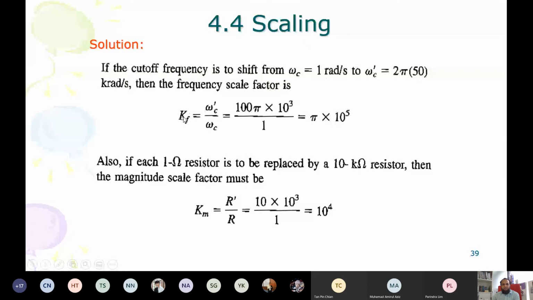So we can find Kf, the factor that changes everything, by the ratio of the new frequency over the old frequency. We get π times 10 to the power 5. And there was one resistor, a 1 ohm resistor. It could actually be any resistor, as we mentioned yesterday. Just put that resistor value here.